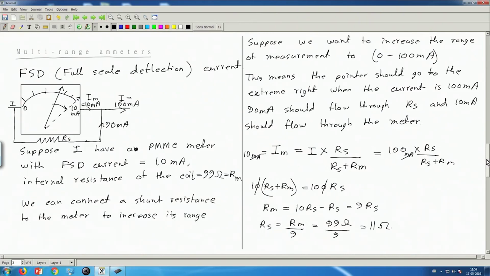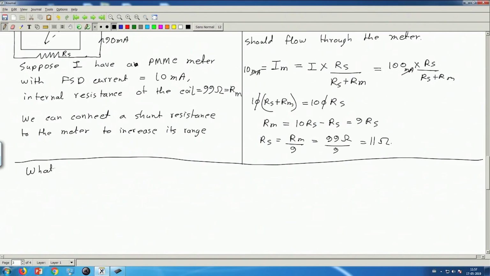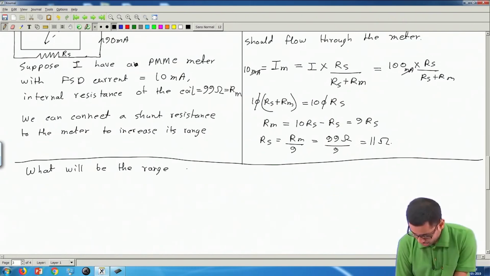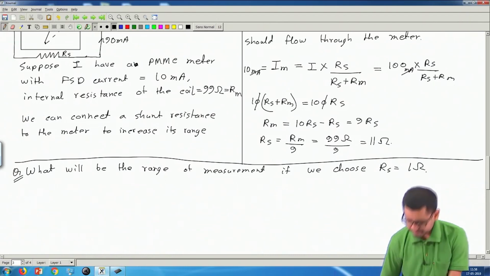Now let us take another example. Let us continue this problem. So what will be the range of measurement if we choose, say, Rs equal to 1 ohm.